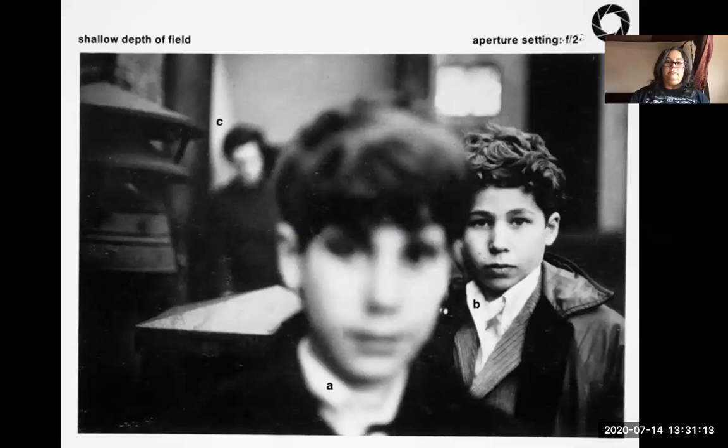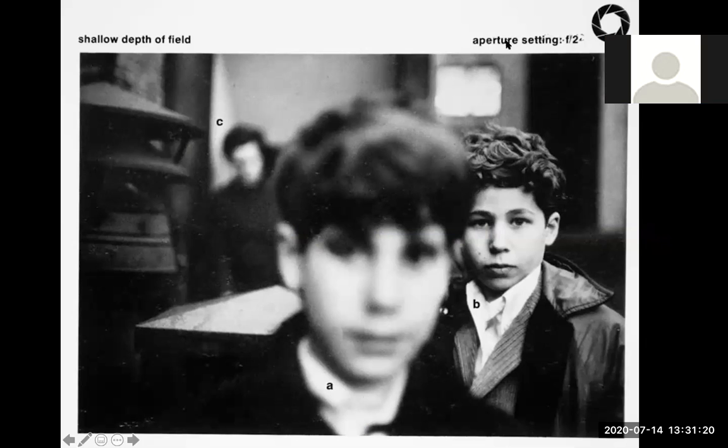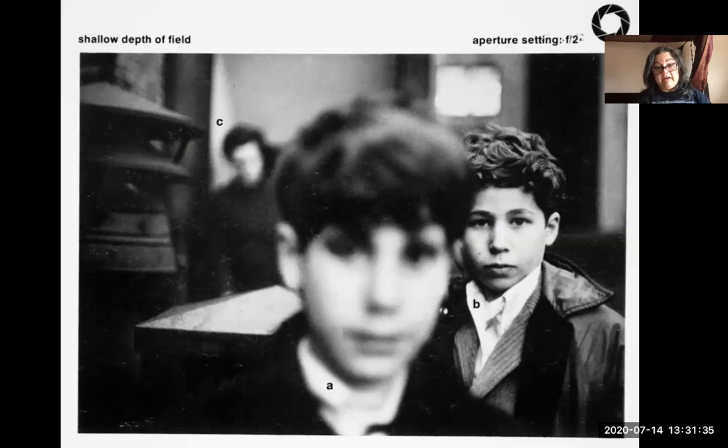Okay, depth of field. So this example shows us shallow depth of field. As you can see up at the top, it says the aperture was set to f2, which is a very large aperture. Many of your cameras will not open up all the way to f2, especially if you have a zoom lens. The maximum aperture for zoom lenses is usually 3.5. But at any rate, this camera's lens was set to f2, and it gives us three areas, A, B, and C. And B is the point of focus.